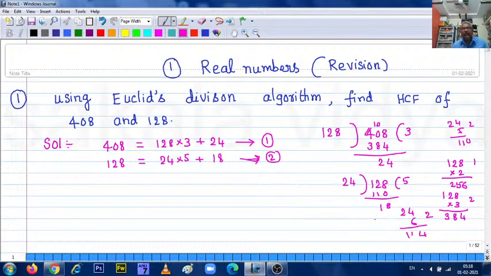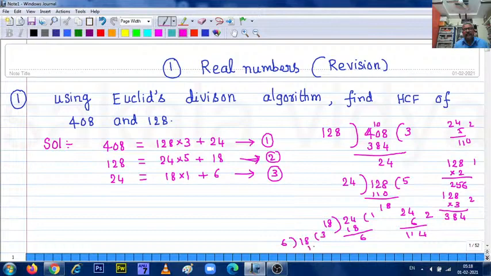Now 24 divided with 18. 18 one time is 18. You get 6. So that means 24 can be written as 18 into 1 plus 6. This is the third equation. Now you take 18. If you divide 18 by 6, 6 three times is 18. You stop, remainder is 0. So 18 can be written as 6 times 3 plus 0.